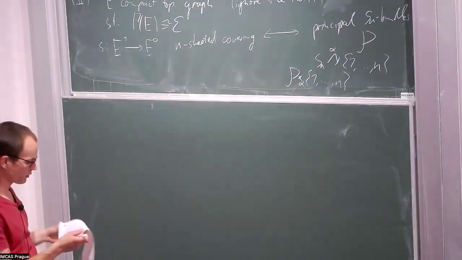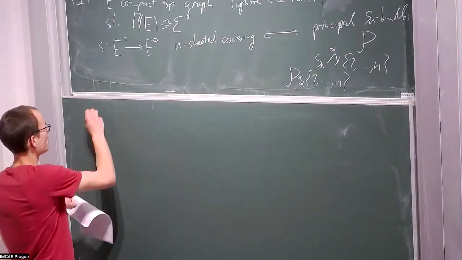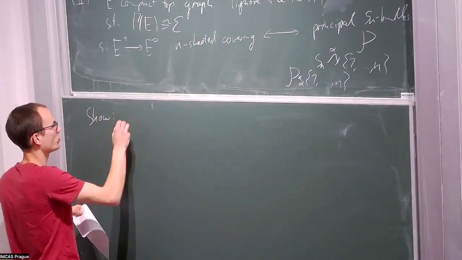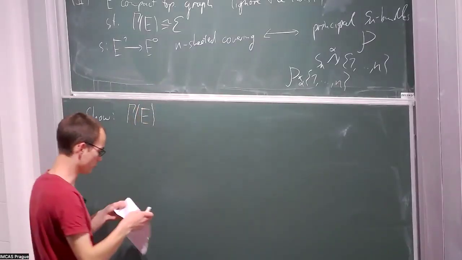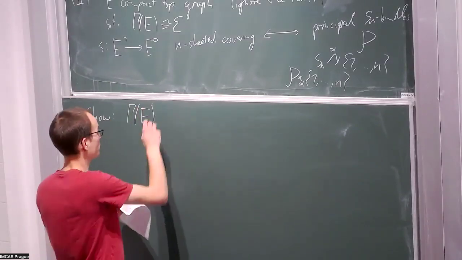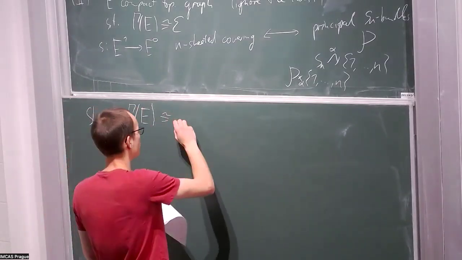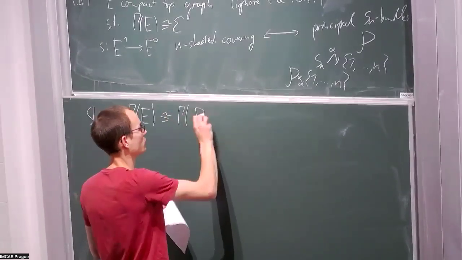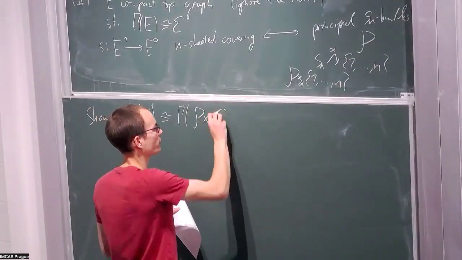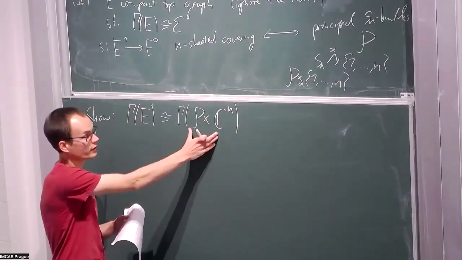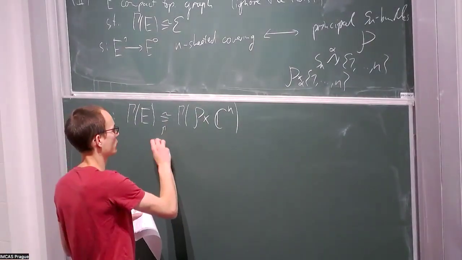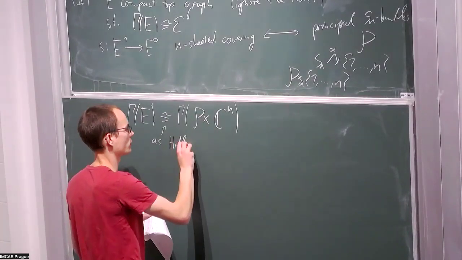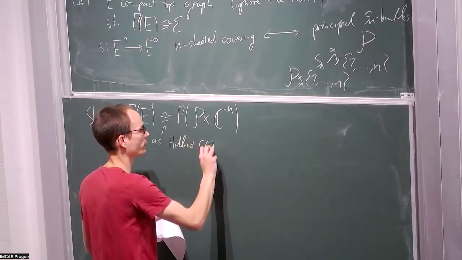So you take this principal bundle and you show that the Hilbert module you're looking at is isomorphic to continuous sections of the associated vector bundle. Okay, so this is a Hilbert C(X) module.